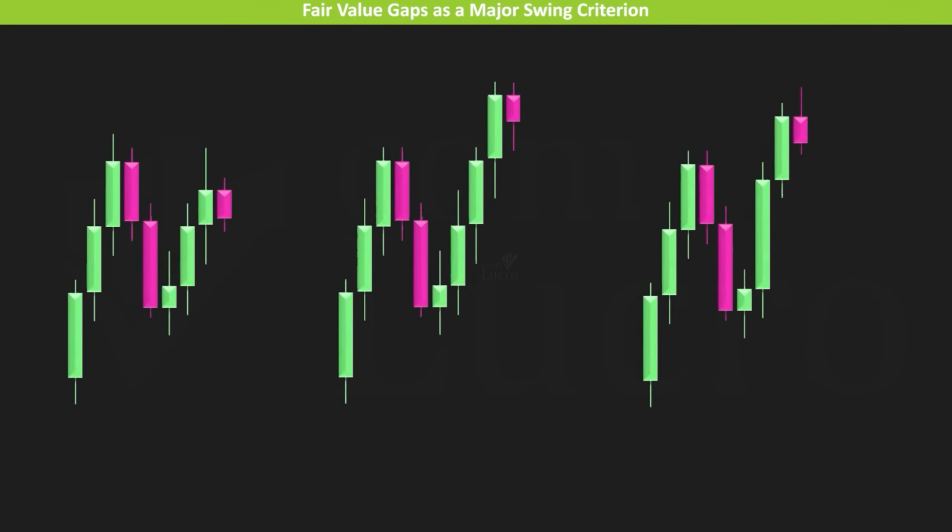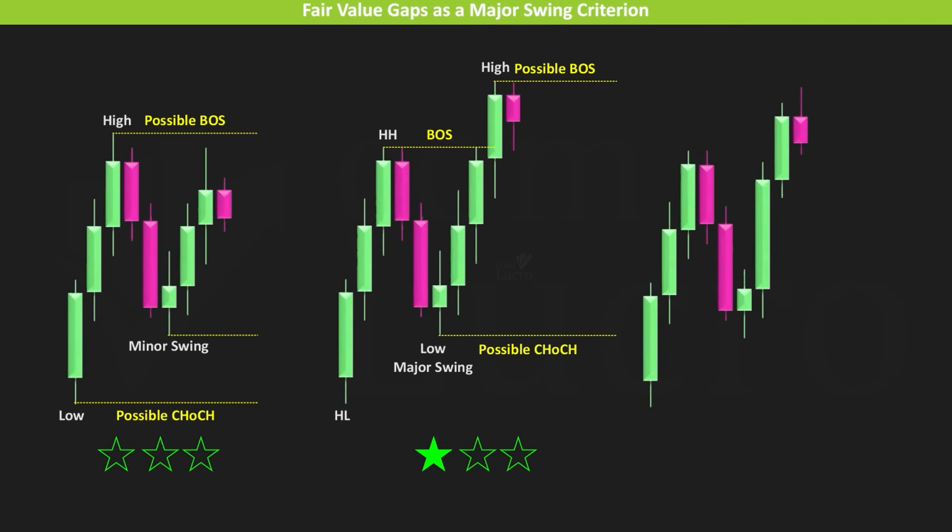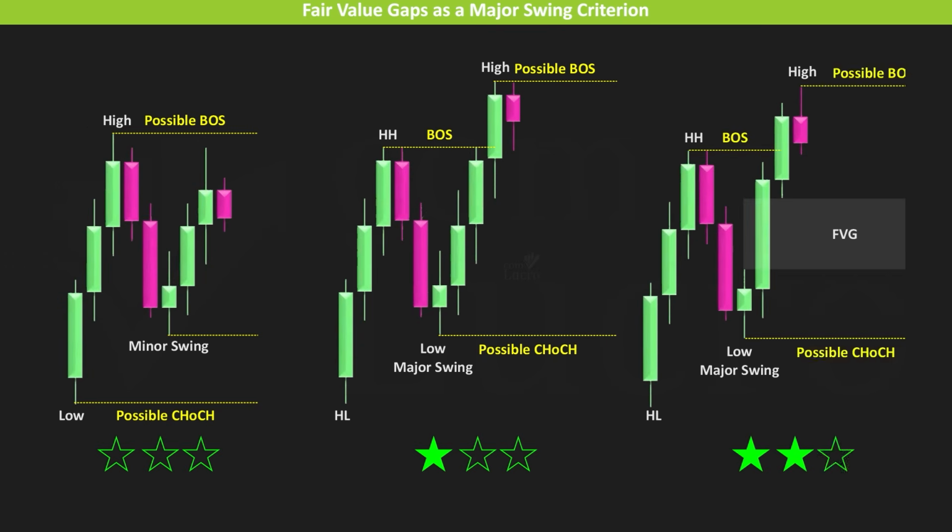Here we have 3 price examples. The first one shows neither a break of structure nor an imbalance, so it is classified as a minor swing. A break below this level does not signal a change in momentum or a reversal. The second example is the origin of the breakout, but does not include an imbalance. For that reason, it is considered a major swing, but only with 1 star. The third example is both the origin of the breakout and the source of an imbalance, which makes it a major swing with 2 stars.